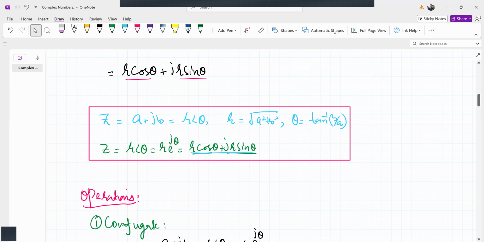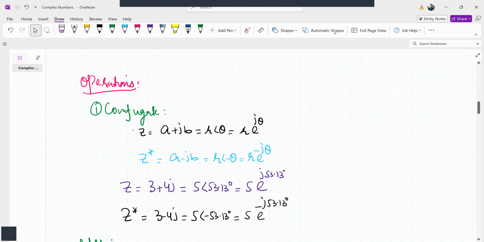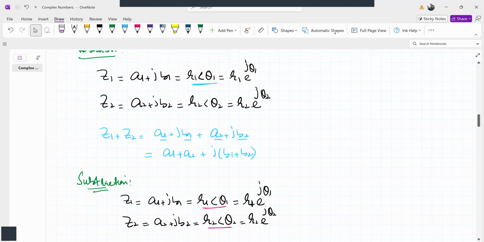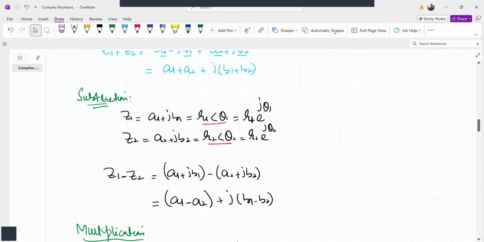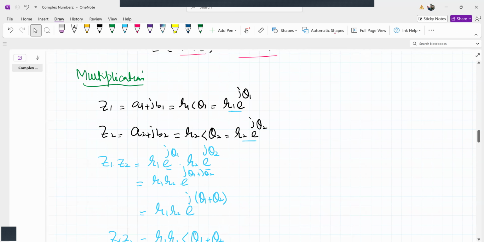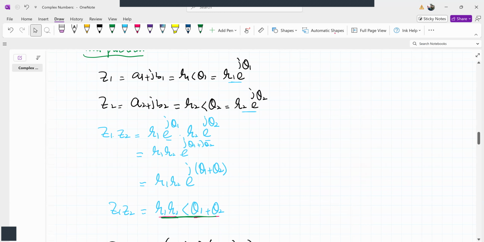Then we learned some operations. For example, for the conjugate we simply replace j by minus j in rectangle form, or theta by minus theta in polar form. Addition is usually preferred in rectangle form. Similarly, subtraction is also preferred in rectangle form. Then multiplication: multiplication becomes very easy in polar form, simply multiplying the magnitudes and adding the phases together.